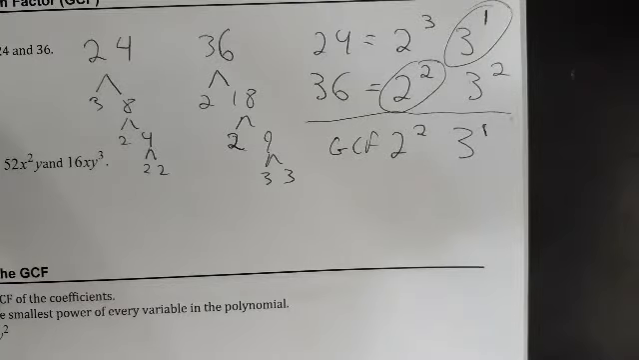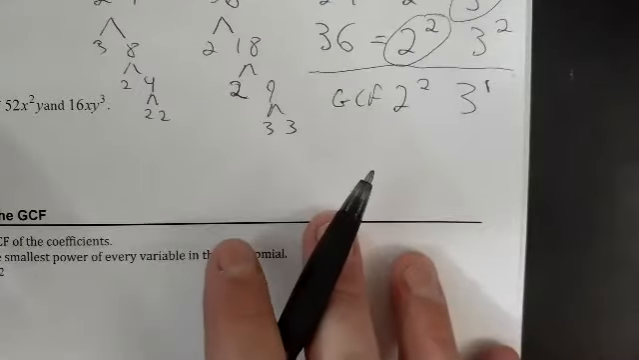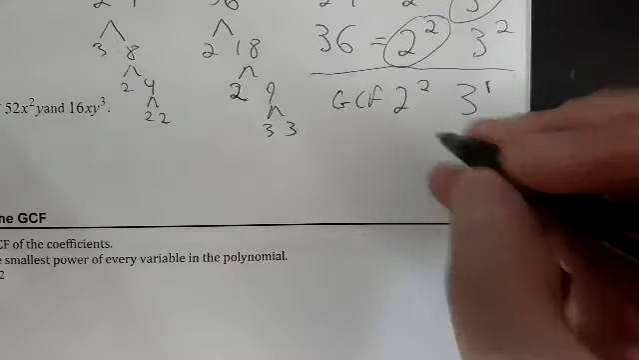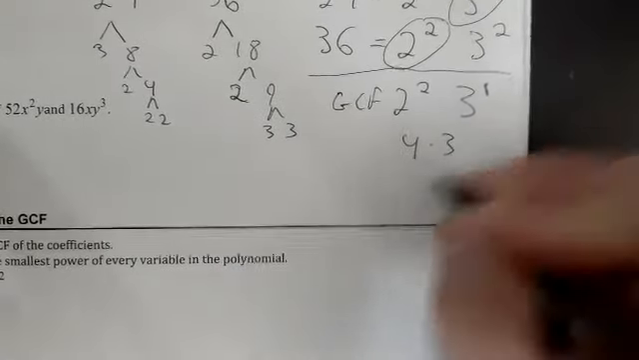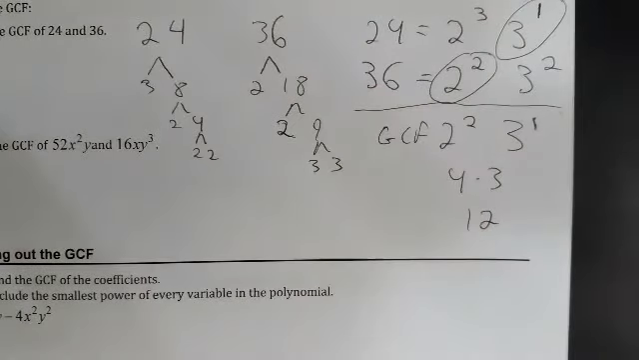Okay, and so if we look at this, my GCF is 2 squared times 3. This is 4 times 3. So my GCF should be 12. And if I look at 12, 12 is going to divide 24, and it's going to divide 36.